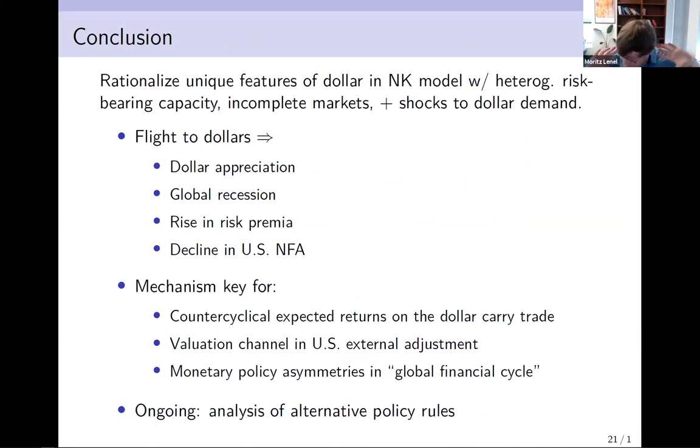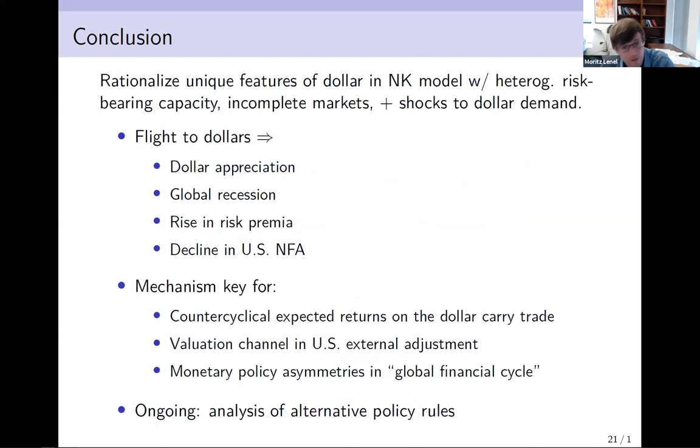So in this project, we try to rationalize the unique features of the dollar in a joint setting. It's important that we need these new Keynesian frictions to get the output movements right. There's incomplete markets to get the appreciation of the dollar in response to these shocks. But then importantly, there are these time-varying dollar demand shocks.